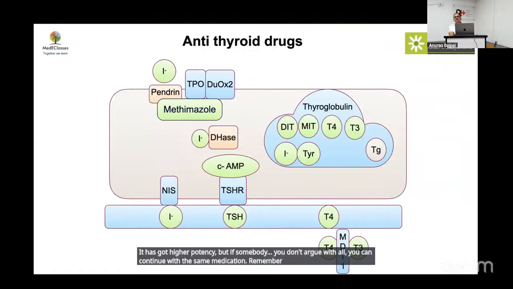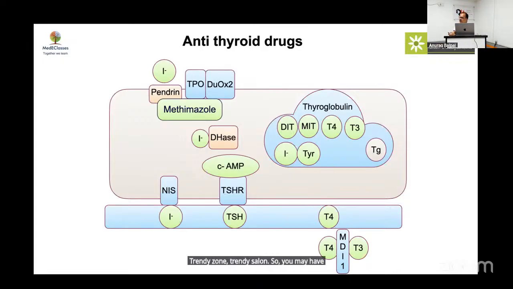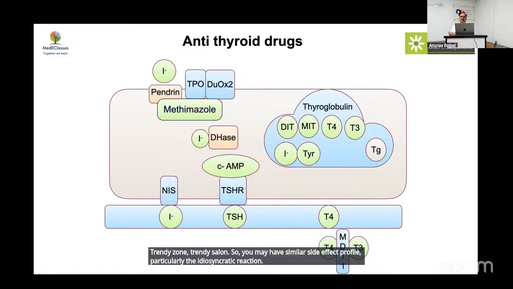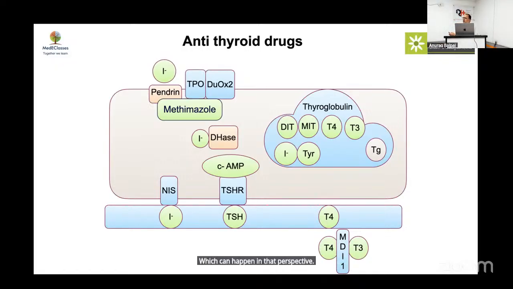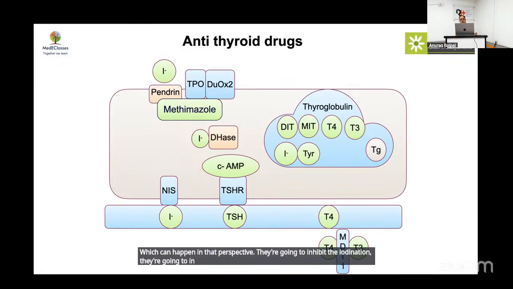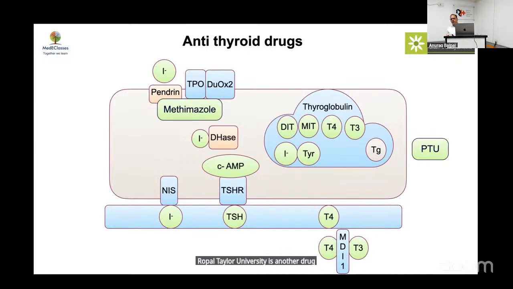Remember, these are pretty much structurally similar compounds like prednisone, prednisolone. So you may have a similar side effect profile, particularly the idiosyncratic reaction, which can happen in that perspective. They're going to inhibit the iodination, they're going to inhibit the TPO activity, and that's why they're going to improve that. Propyl thiouracil is another drug which is going to be effective.